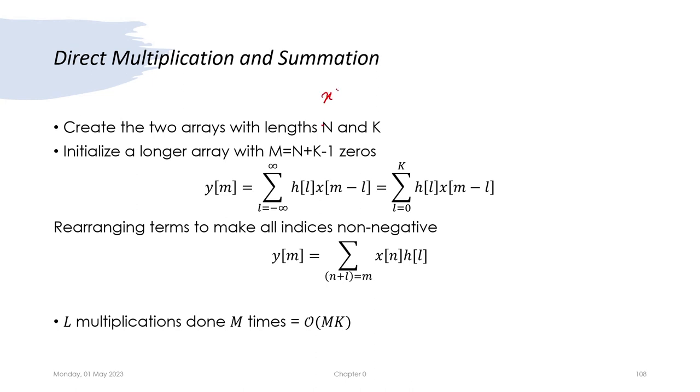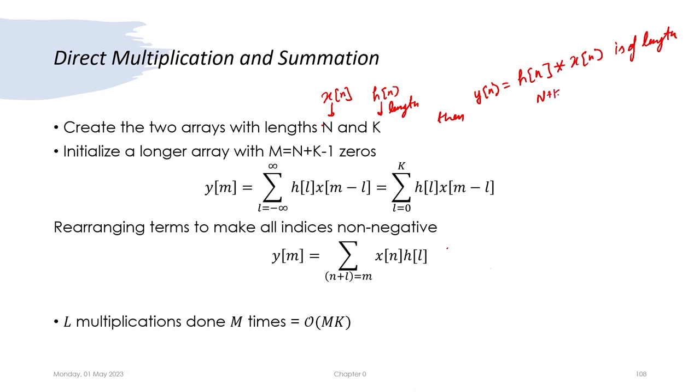Say x[n] is of length N and h[n] is of length K, then y[n], the convolution of x[n] and h[n], has length N plus K minus 1. This you would have done in your signals and systems course. So, in order to do direct multiplication and summation, given the two arrays with lengths N and K, initialize the longer array, and for each array element repeat this.